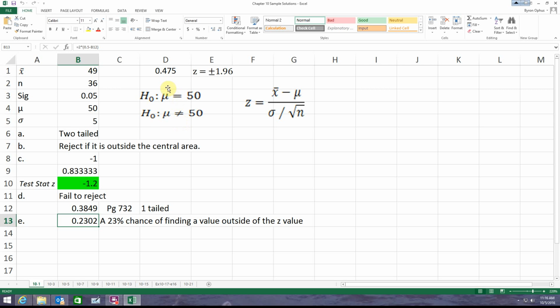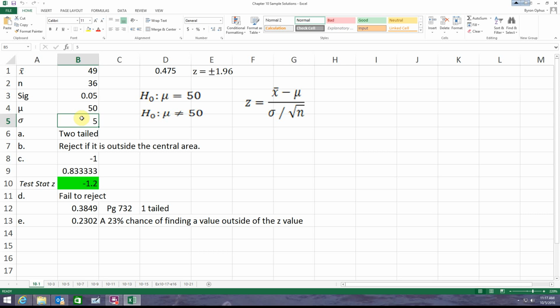So here we go. Let's do some stuff. First, let's put down all the information that we have. Our mean of our sample is 49. Our sample size is 36. Our significance is given to us as 0.05, and remember the opposite of 0.05 would be 0.95, or the complement of it. The mu that we're testing is 50. Our standard deviation is given to us as 5, and remember, this is an oddball one, so pay attention.